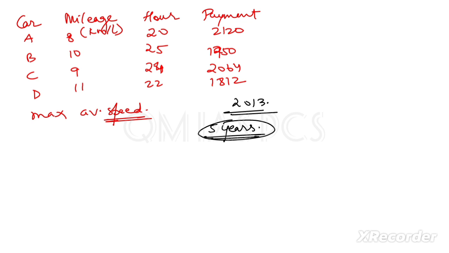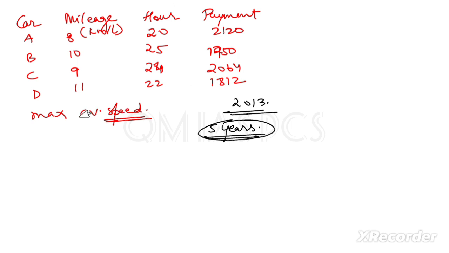So this is from UPSC 2013, and it is given that 4 cars are there, A, B, C, D, and their mileages are given as 8, 10, 9 and 11, and for how many hours they traveled. And the total payment is given.